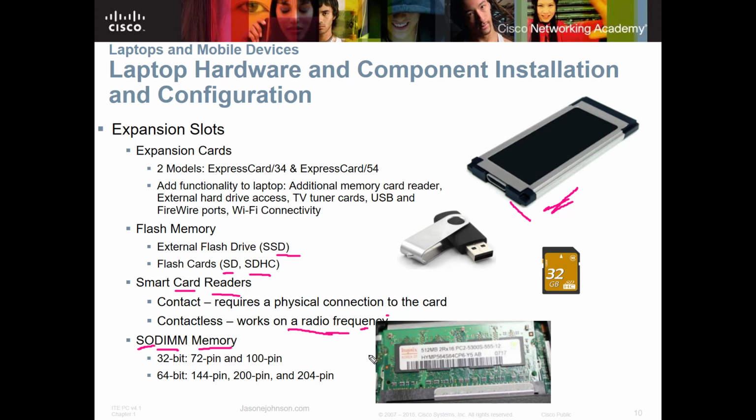When you're looking for laptop memory, it is different than regular desktop memory because it is in a more compact shape. 32-bit is a 72 pin and 100 pin, and the newer 64-bit is either 144, 200 pin, or 204 pin. So you'll have to look at the motherboard in that laptop to make sure you're matching up the proper memory and that it's going to fit if you're going to do any type of upgrades on that laptop.